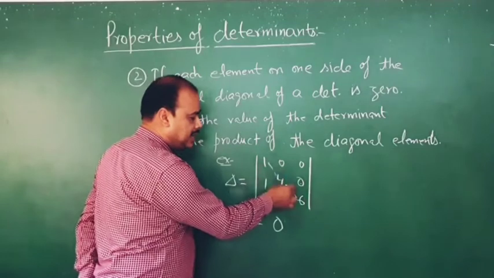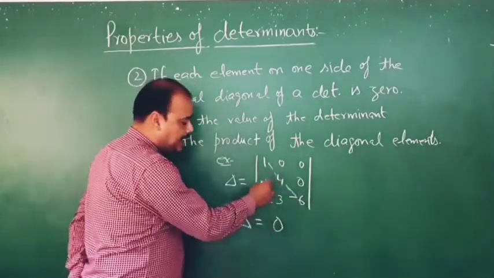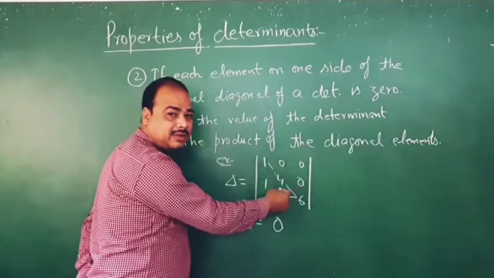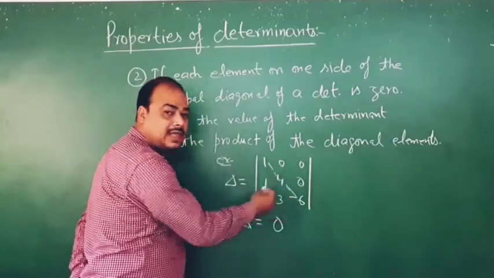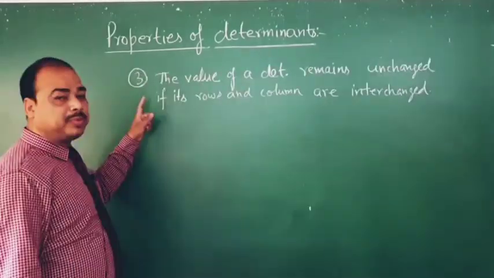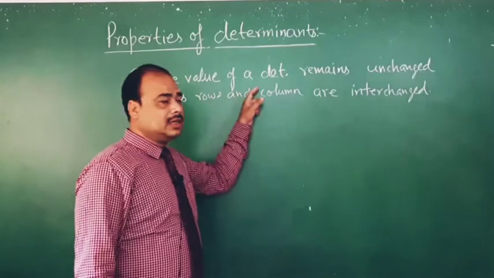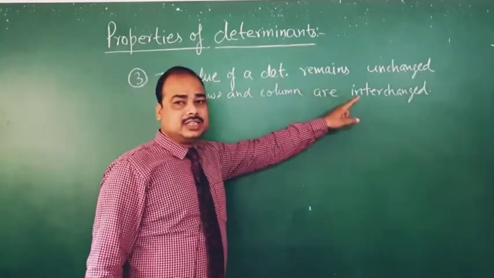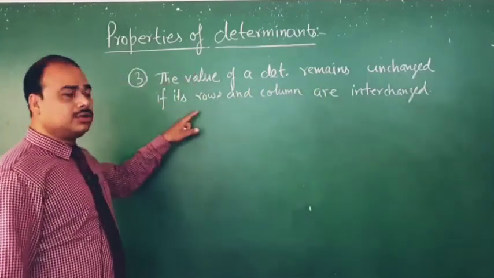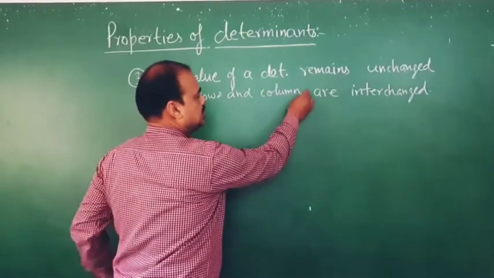Similarly, if each element on the left side of the principal diagonal is 0, then the determinant will be the product of the diagonal elements. Third property: the value of a determinant remains unchanged if its rows and columns are interchanged.